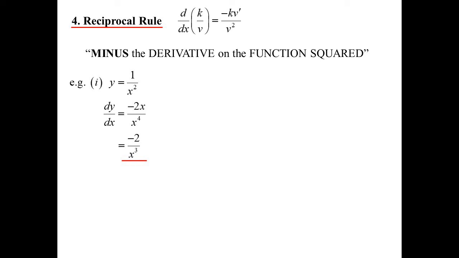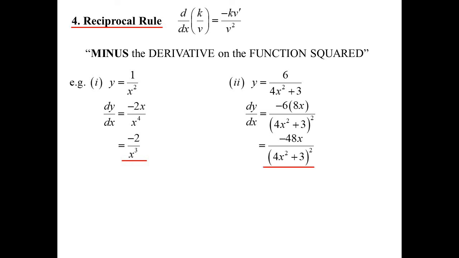Now, obviously, that was a very simple example of where it can be used. But it does save time rather than using the complete quotient rule. So something like this then, constant on top, so minus the derivative on the function squared, but because I've got to multiply by whatever the constant is. So the derivative of the bottom here would be 8x, so on the top we'll end up with minus 48x, and we just square the bottom. There's the answer, minus 48x on 4x squared plus 3 squared.